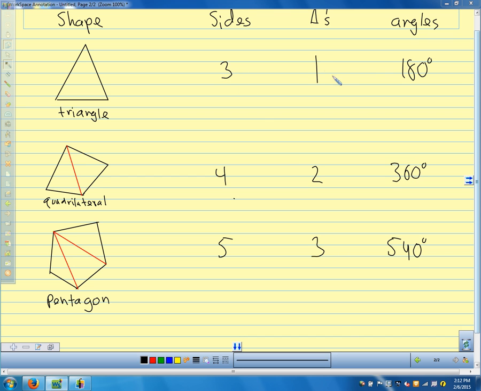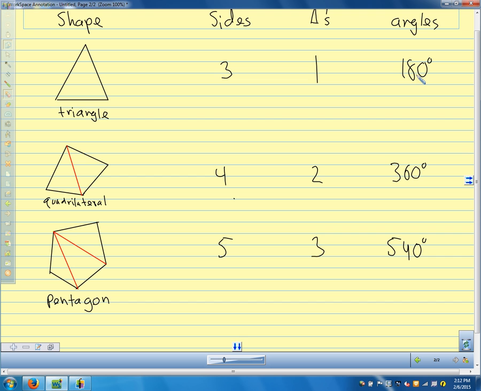So to get from 3 to 1, what am I doing? Subtract 2. To get from 4 to 2, what am I doing? Subtract 2. 5 to 3. Subtract 2. And I have one triangle. I have 180 degrees. I have 2 triangles. I have 360 degrees. So what am I doing with the number of triangles to get the number of angles?